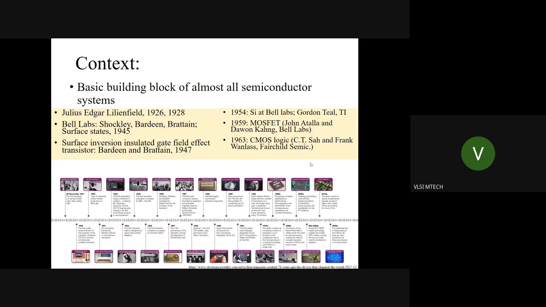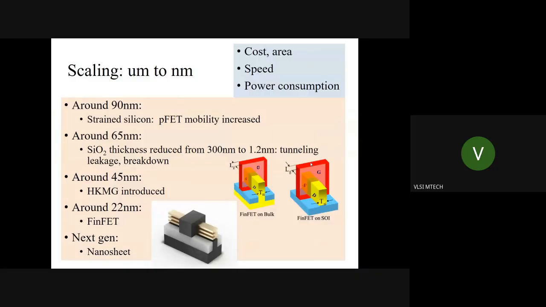Silicon transistors. The first MOSFET, the thing that we now call a MOSFET, the first time that came out was in 1959 from Bell Labs. And then later in 1963, we went into CMOS logic. This was done at Fairchild. And of course, you know the rest of the history. We have been using this. We have been scaling the transistors constantly in the pursuit of less cost, less area, more speed, and better power consumption. And these are some of the milestones that I think are important in this whole scaling race.